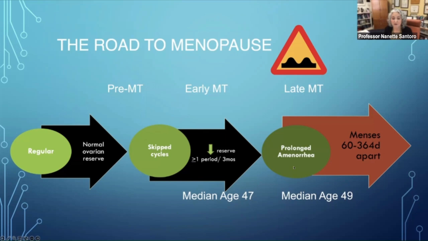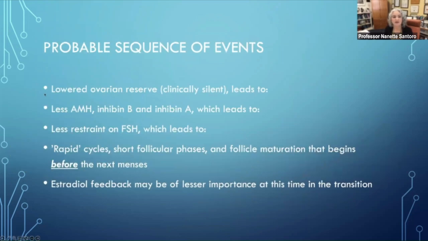When menses become more far apart, 60 to 364 days apart, that marks the entry into the late menopause transition. And what you can see here is a speed bump, because this transition, which happens at around age 49, is when more symptoms seem to occur. Symptoms begin in the early transition, but for the most part, a woman is being exposed to hormones on a fairly regular basis. There's only a few lapses. By the late transition, there are some changes that really result in more prolonged low estrogen and progesterone, and that's when symptoms kick up.